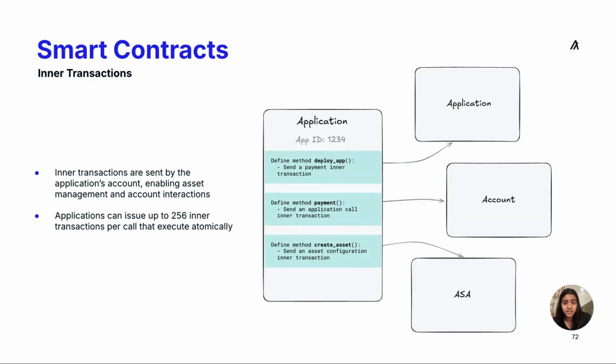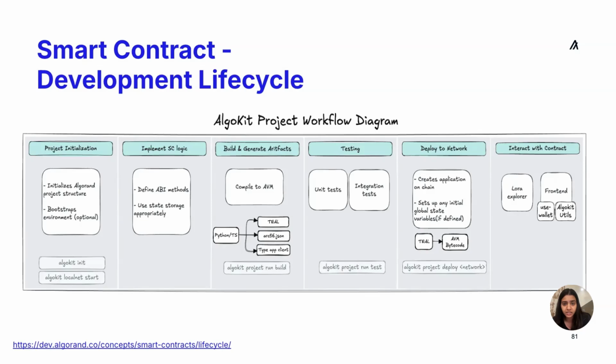And now that we understand what Algorand smart contracts can do, let's talk about how you actually build them. I'm going to walk you through the complete development lifecycle, from that first empty folder all the way to having a live smart contract that people can interact with on the blockchain. This is the real world process that every Algorand developer follows. And by the end of this video, you'll know exactly what each step involves and why it matters.